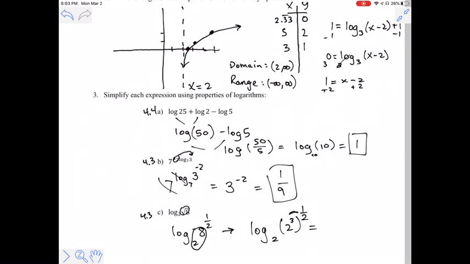And then when you have a power raised to a power here, you multiply. So 3 times 1/2 is 3/2. Now the log base 2 cancels with the base of 2, and we're left with 3/2.